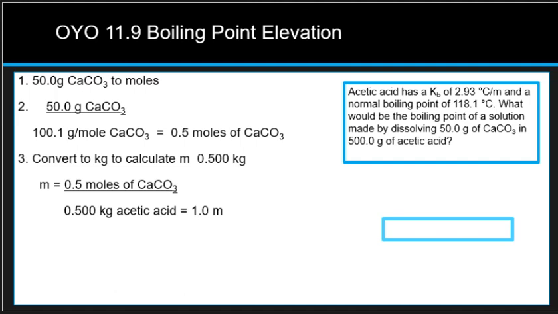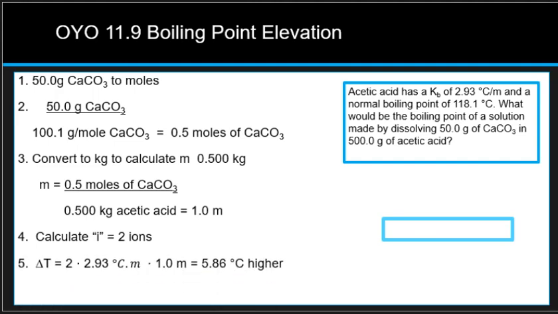Oh, yay, I love ones in math. Those are my favorite, those besides zeros, right? Calculate the i, it's 2. We understand why it's 2, calcium and then the carbonate. And our delta T is 2 times 2.93, which was given to us. Yep, right there. Times 1, which we just calculated out. So it's 5.86 degrees higher, and the boiling point was normally 118.